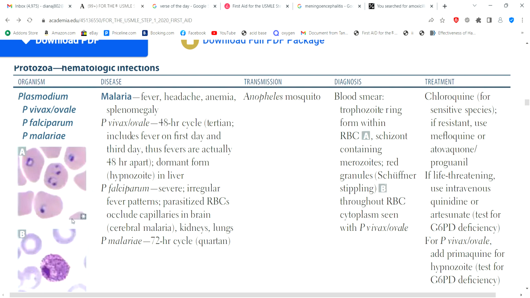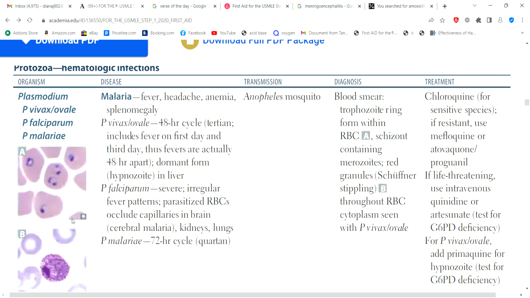So this one shows up 3 days later. Okay, so you have fever on day 1 and 3 days later, which is day 4: 2, 3, 4. Remember, you never count the first day. 2, 3, 4. It shows up again, the fever.